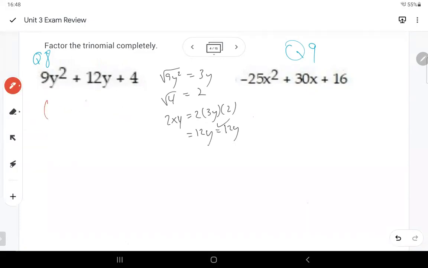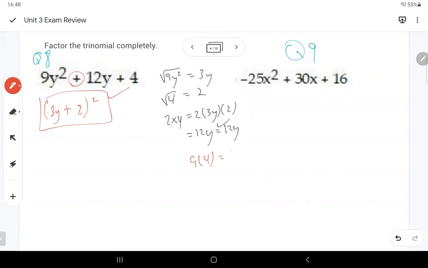So we could go straight to this setup. We put in our x, which is 3y. We put in our y, which is 2. And then we use the same sign as our middle term, so plus. If you don't like that, you can do it the regular way for this problem.